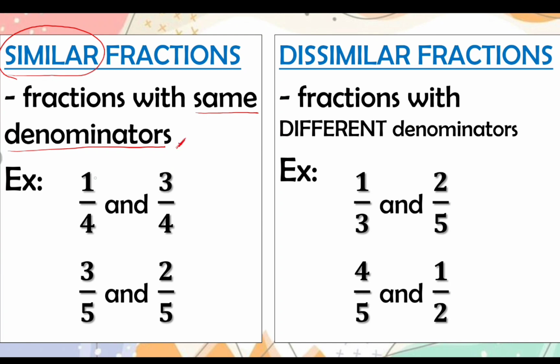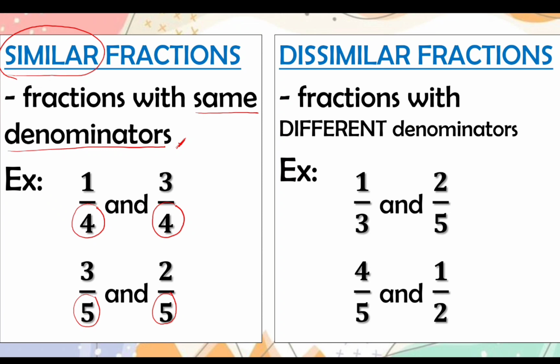So for example, here we have 1/4 and 3/4. So dito sa ating example number 1, ang ating mga fractions ay may magkaparehong denominator which is 4. Kaya sila tinawag na similar fractions. Another example is 3/5 and 2/5. So itong dalawang fraction na to ay similar fractions because they have the same denominator.